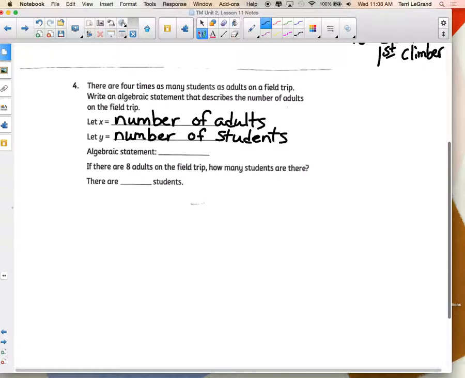So I wonder what we could do for this one. There's 4 times as many students as adults. What do you think we could do? Somebody throw one out, we'll try it, see if it works. I'm not giving it away. Maybe I'm not as smart as you today.